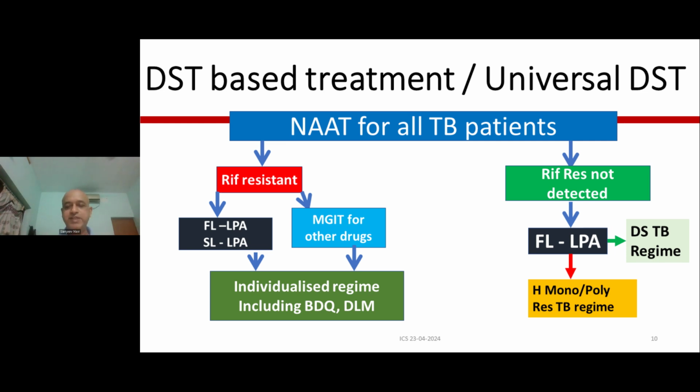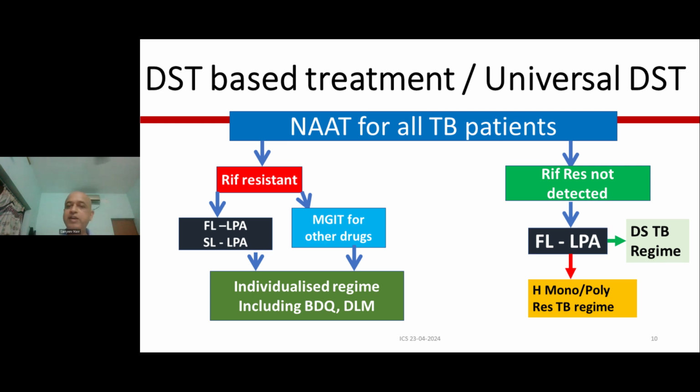So you have rifampicin resistance detected. The next test to be done, as per the program, is a first-line probe assay and a second-line probe assay, and also MGIT, which was very beautifully described by Dr. Ashok just now. Now, the first-line LPA will tell you about INH, rifampicin and ethionamide resistance. The second-line LPA will tell you about fluoroquinolone and injectable resistance.